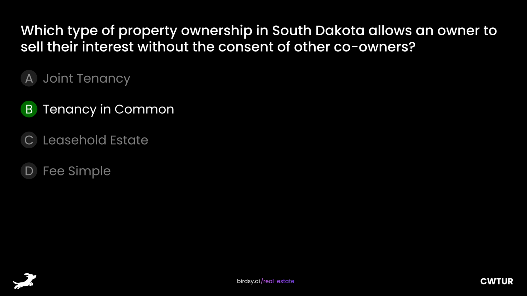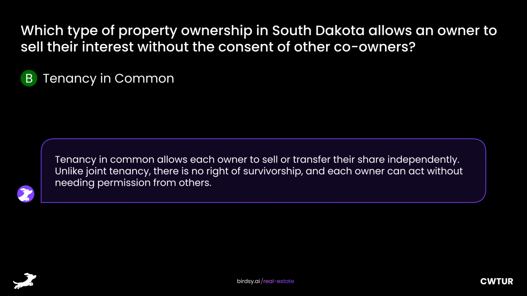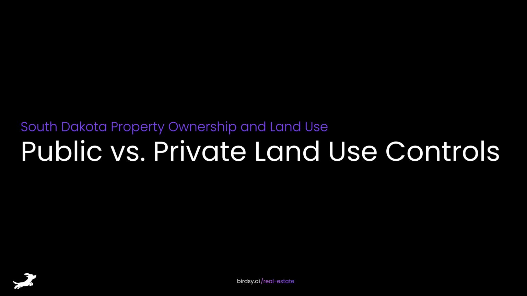The answer is B, tenancy in common. Tenancy in common allows each owner to sell or transfer their share independently. Unlike joint tenancy, there is no right of survivorship, and each owner can act without needing permission from others.